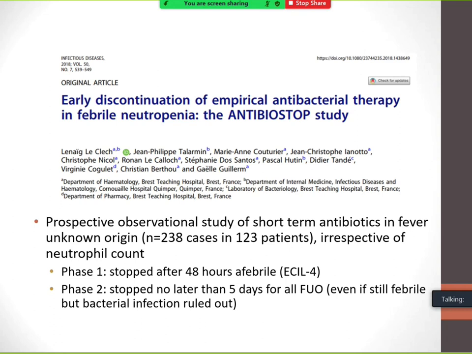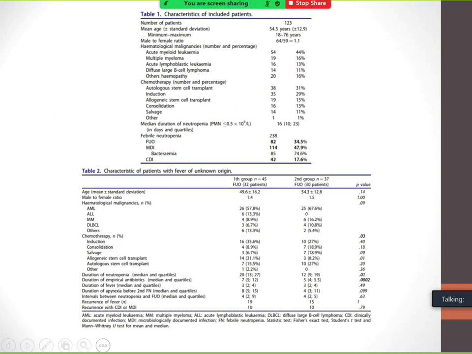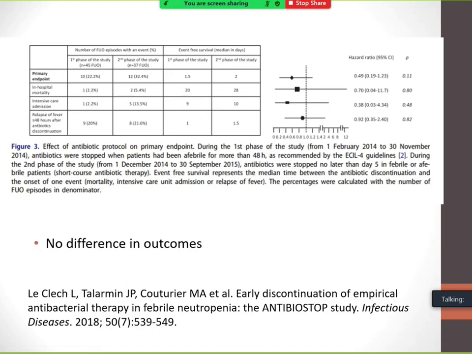So they went with ESIL for phase one of that, where they stopped antibiotics when afebrile for 48 hours. Phase two, they stopped antibiotics at day five, even if you were still having fevers. If they couldn't find an infection or anything that was going on, and you were still having fevers at day five, they stopped it. If you found an infection, obviously you treat what's there. I'll let y'all go back and look through all this. But the big point to take from it, there was no difference in outcomes in mortality, ICU admission, or relapse of fever in those two patient arms.